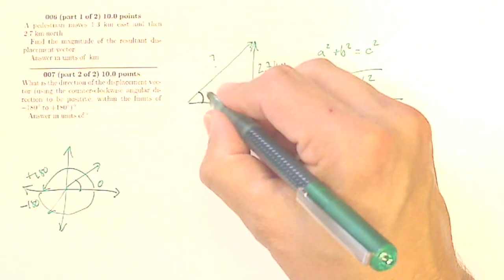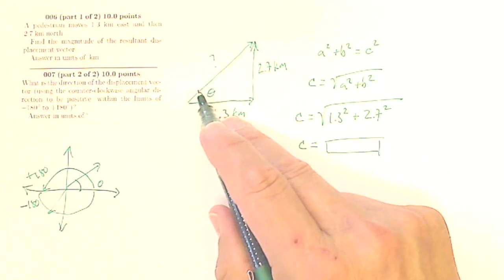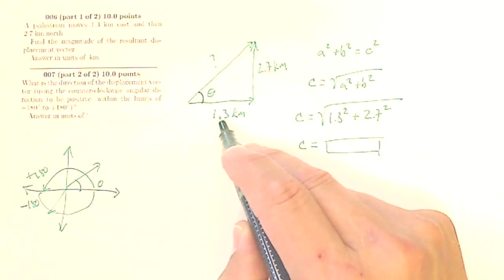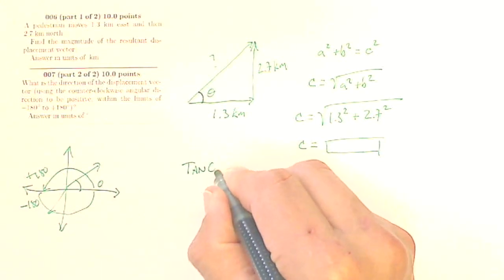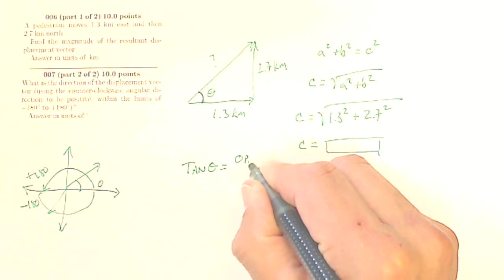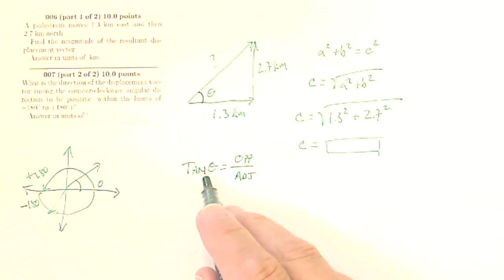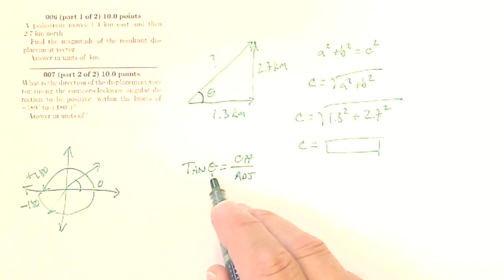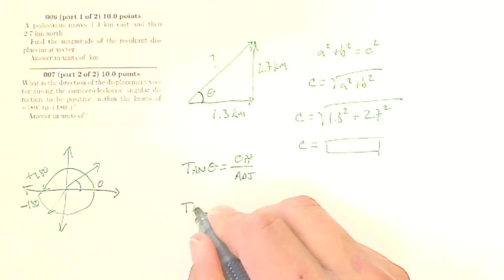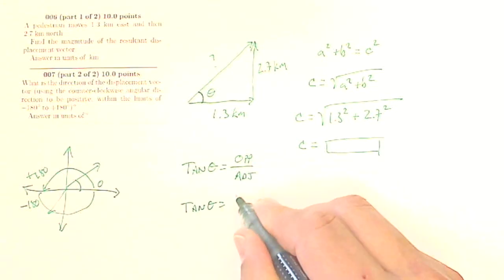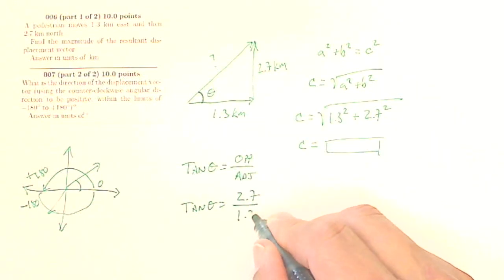How do I find out that angle theta from this information? Well, if I have my triangle, I know the opposite side and I know the adjacent side of that angle. So I know that the tangent of the angle is my opposite side over my adjacent side. So if I want the angle itself, I want the angle whose tangent is equal to this ratio. So I've got tangent of theta equals opposite of 2.7, that's this one, divided by adjacent of 1.3.